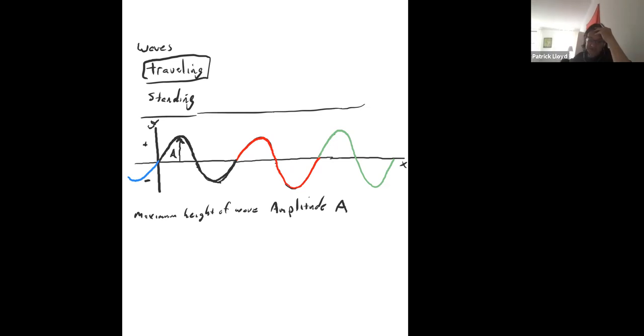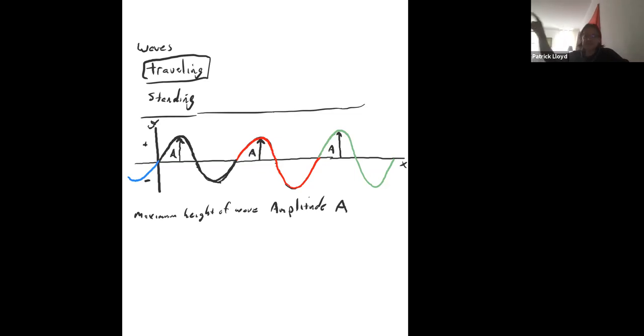Okay, so that's the first thing. Notice that the amplitude repeats itself. Each one of these has the same height, so it has the same amplitude. The amplitude is the maximum height, and it appears in a repeating way.